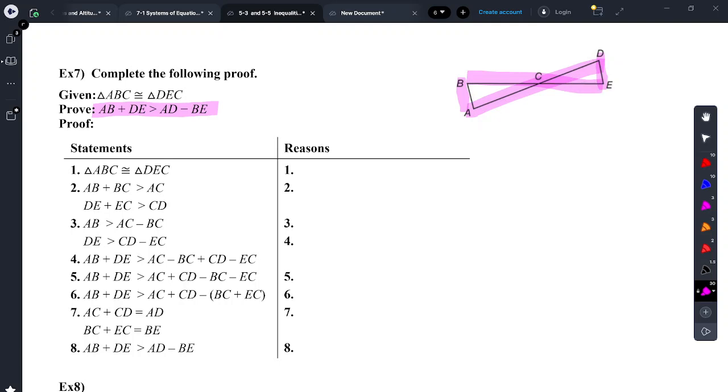Okay, let's see. Ready? All right, so we know they're congruent, right? But we're going to do a whole bunch of substitution, right? So AB plus BC is greater than AC. AB plus BC is greater than AC. How do I know that? Triangle inequality theorem, right? Oh no, well that's given, sorry. Given, triangle inequality theorem. And that's true for both of them, right? Not that I'm aware of.